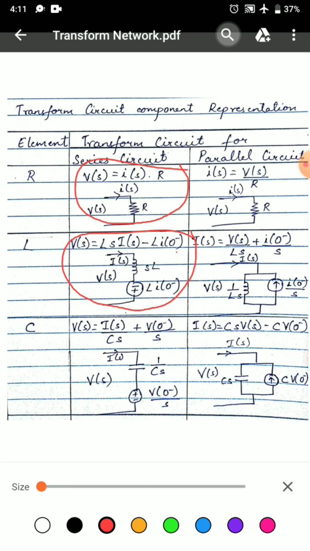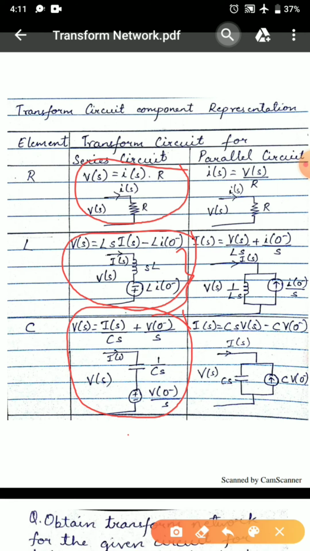The equivalent transform circuit can be drawn in this way. When we have a capacitor in a series circuit, we get the equation V of S is equal to I of S upon Cs plus V of 0 minus upon S, with the equivalent circuit shown here.